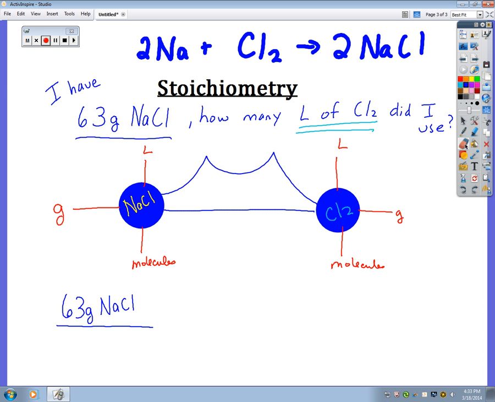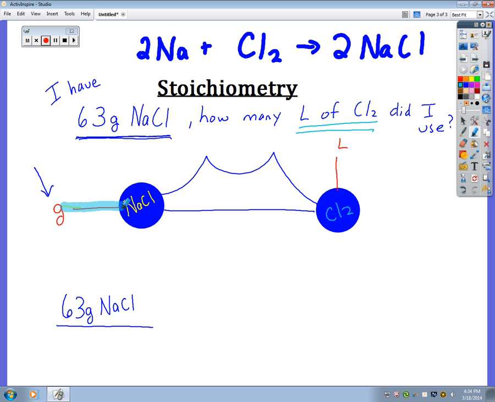I'm going to go ahead and erase this because I don't need liters. I don't need molecules on this side. Why? Where am I starting? I'm starting on grams. 63 grams of sodium chloride, aren't I? Aren't I right here? Okay. So I'm going from 63 grams of sodium chloride. What do I have to do? I have to, highlighter here, change grams to moles of sodium chloride. That's my first step.